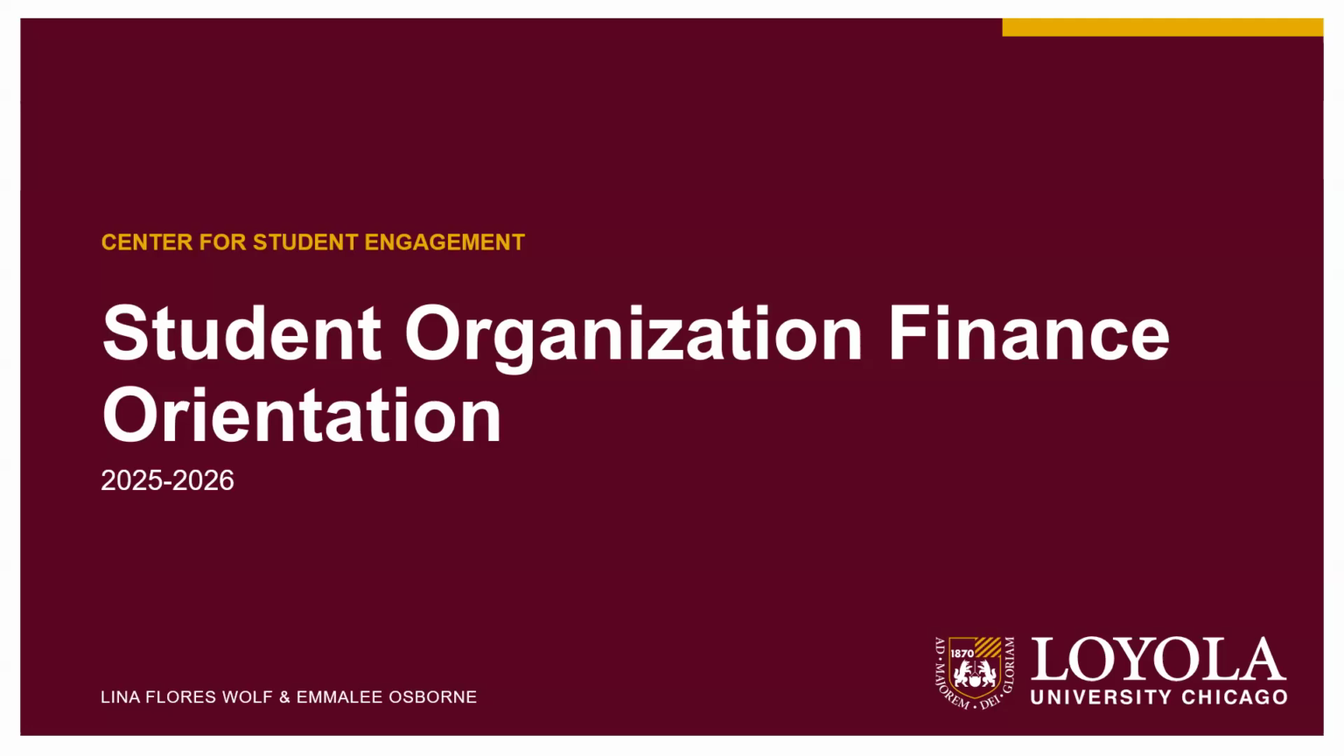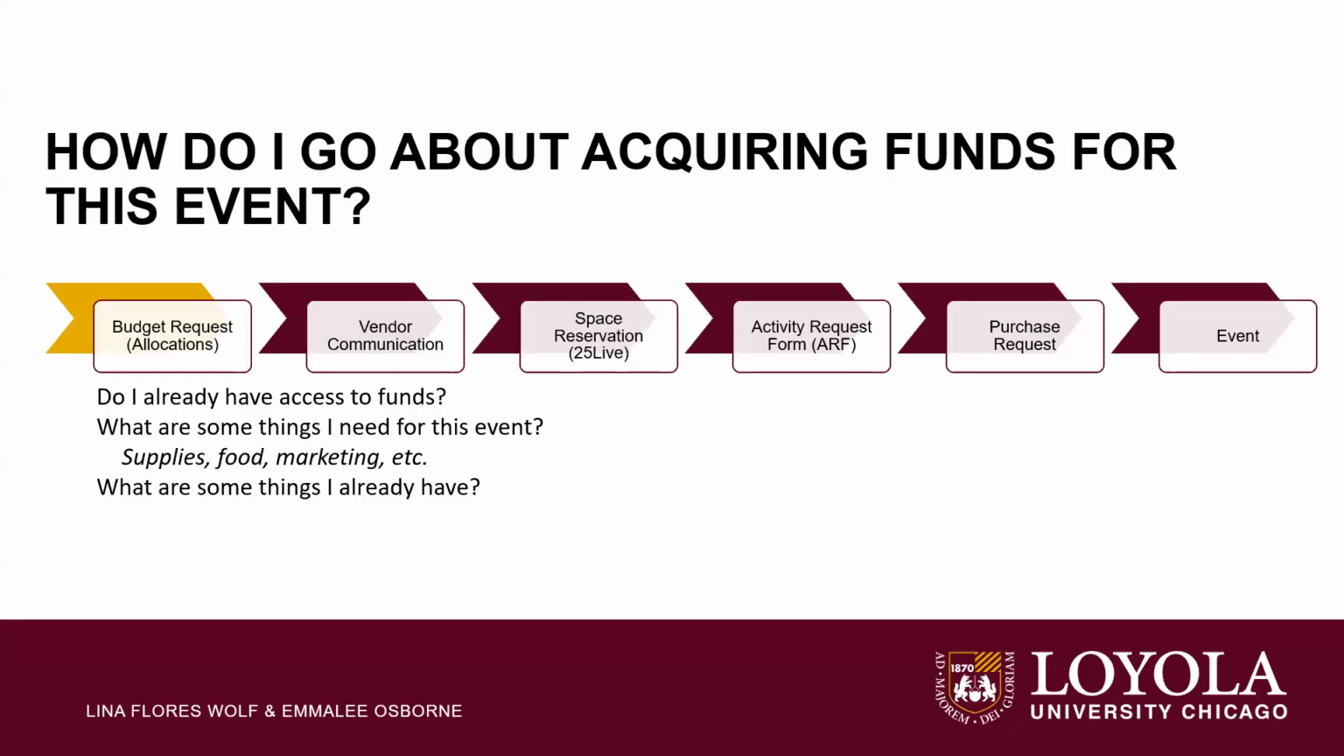This module will talk about acquiring funds for your events or submitting a budget request. I'll talk a little bit about the allocations process as well as additional sources for funding that student organizations have access to. As I mentioned in the previous video, we want to talk about the event planning process.